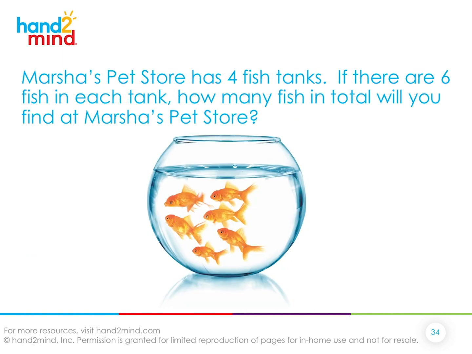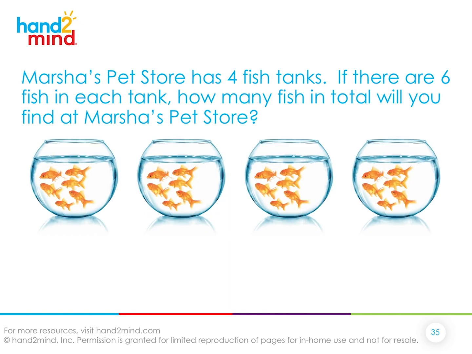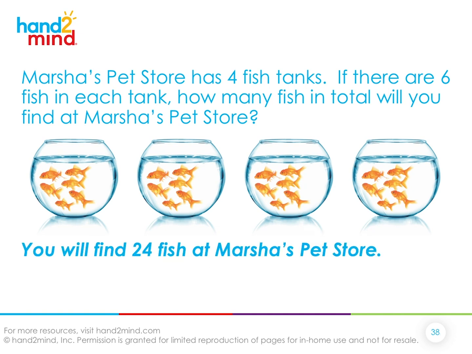Okay, Marcia's pet store has 4 fish tanks. If there are 6 fish in each tank, how many fish in total will you find at Marcia's pet store? So we have 4 fish tanks, 6 in each. These numbers are looking kind of familiar to me, but let's go ahead and group them. So 12 fish in each grouping. 12 plus 12, 24. This is a familiar problem. But you will find 24 fish at Marcia's pet store. So that means 4 times 6 is 24.